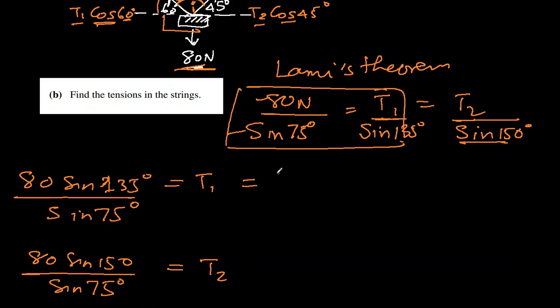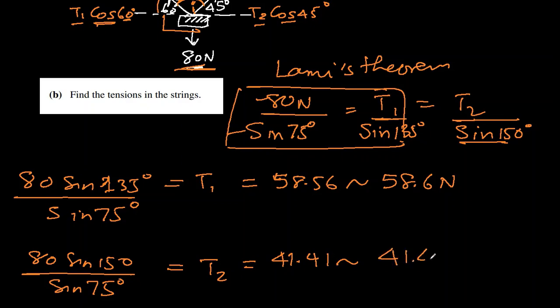And the values I'm getting here: T1 is 58.56, which I will round up to 3 significant figures, 58.6 newtons, and T2 is 41.41, which will be 41.4 newtons.